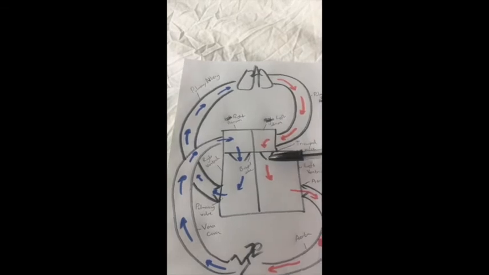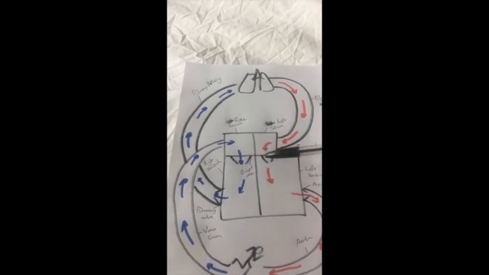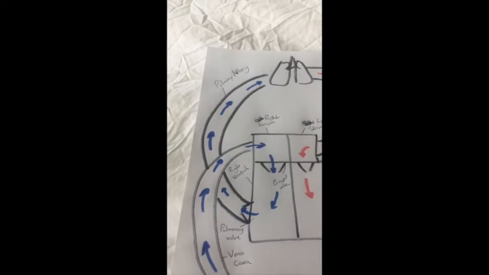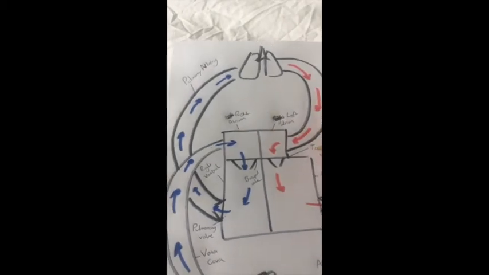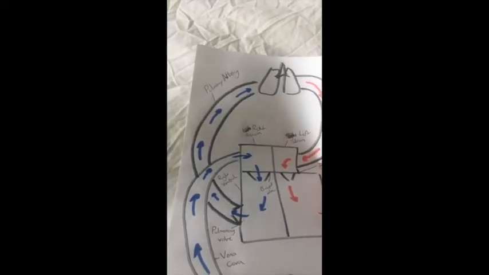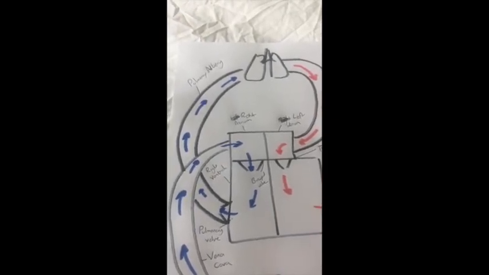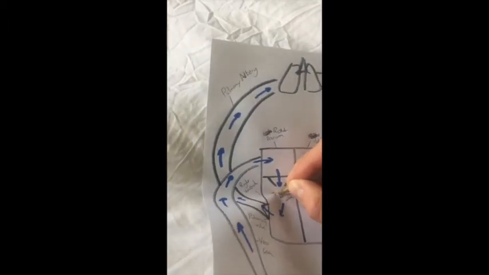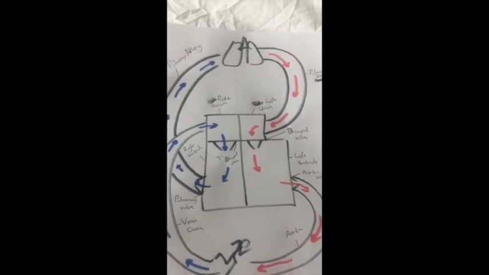Separating those two chambers are the two atrioventricular valves. Valves' jobs are to ensure blood only flows one way through the heart. So separating left and right, we have the bicuspid valve between left atrium and left ventricle, and the tricuspid valve separating right atrium and right ventricle.